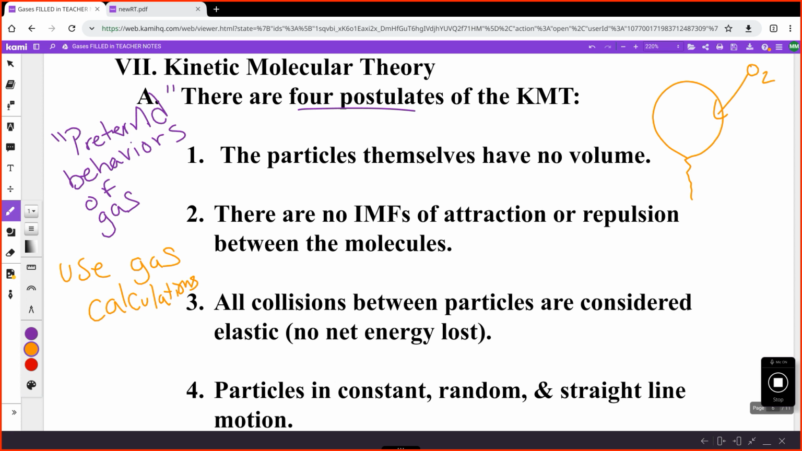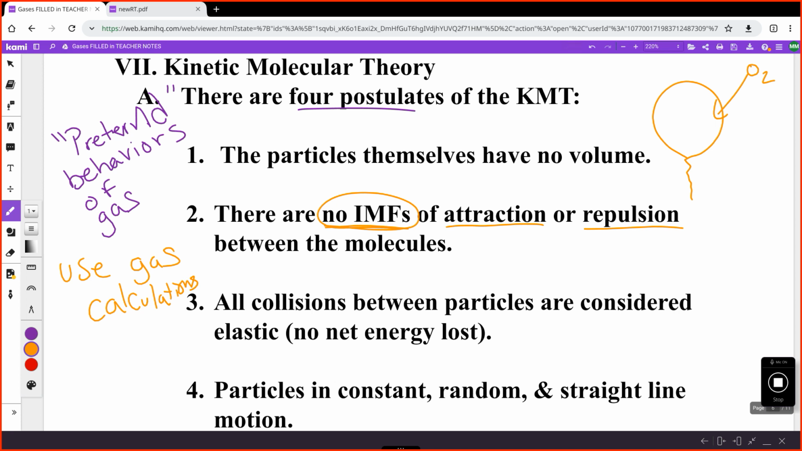The second postulate says that regardless of what the molecule is made up of, there are no intermolecular forces. None. The molecules aren't attracted to one another. The molecules don't repel each other. They simply just exist in perpetuity without ever interacting.